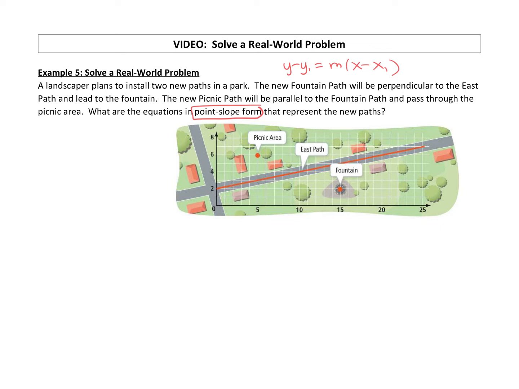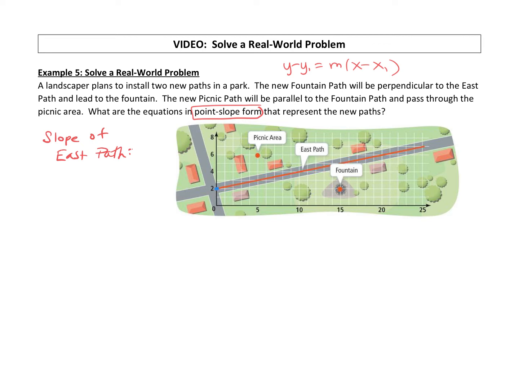Okay, so because both of our paths are related to our east path in some way, one is perpendicular to it, the other one is parallel to it, we are going to want to know the slope of the east path. So to find the slope of the east path, let's find 2 exact points on that pathway and use the slope formula to find our slope.